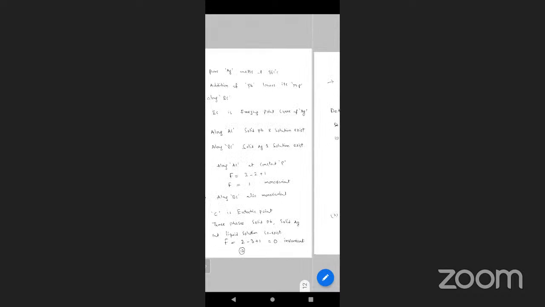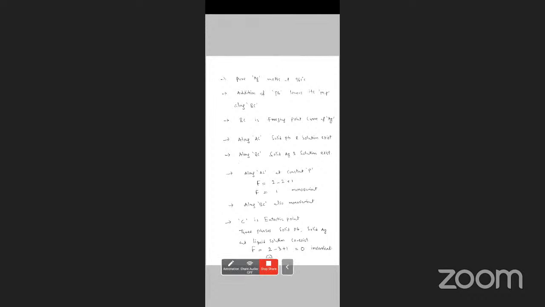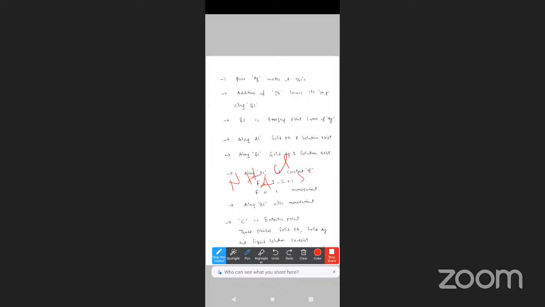Suppose take another example. NH4Cl, which is solid, is in equilibrium with ammonia and HCl. These two are gases. So for this, two components, and there are two phases and degrees of freedom 2.